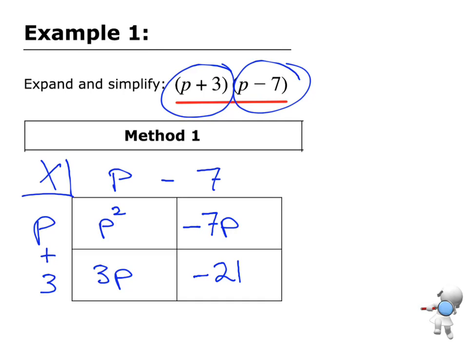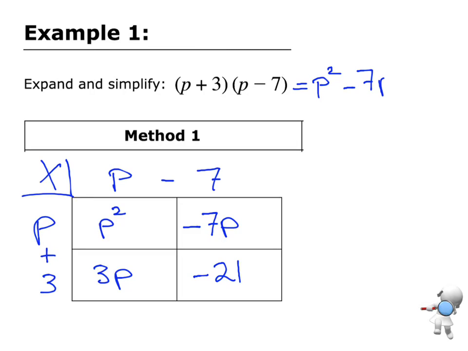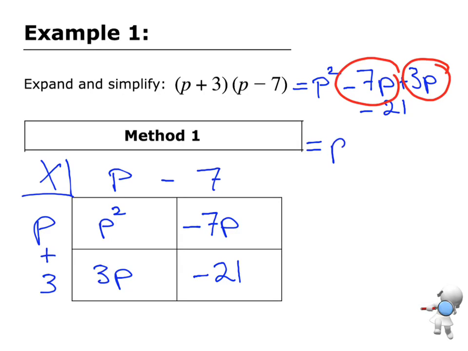Now that I've got those four pieces, I can write them at the top here. Let me just tidy that up. I've got a p squared term, minus a 7p term, plus a 3p term, minus 21. The only thing I need to do now, I'm nearly done, is look for like terms. Hopefully you'll notice that minus 7p and plus 3p are like terms, so I can combine those together. I get p squared, minus 7p plus 3p gives minus 4p, and then take away 21.